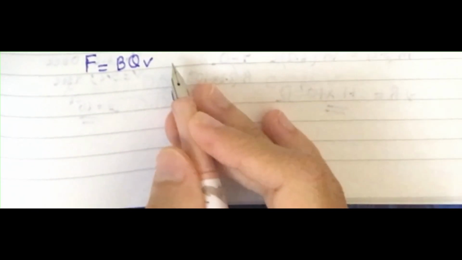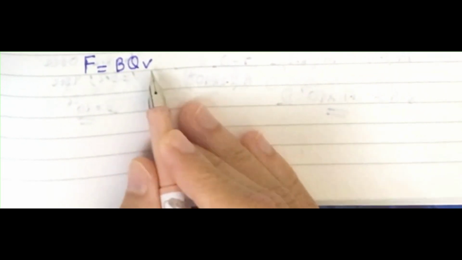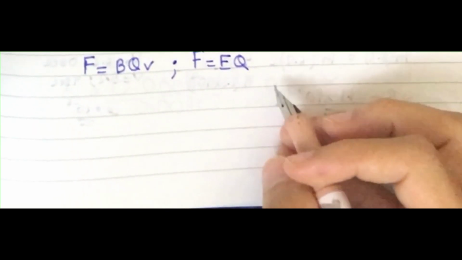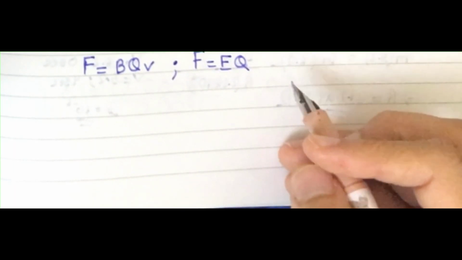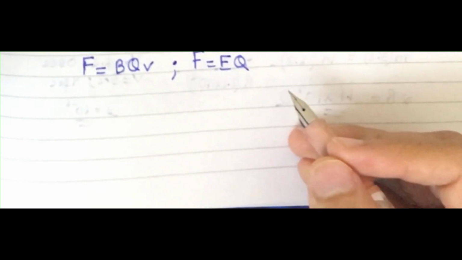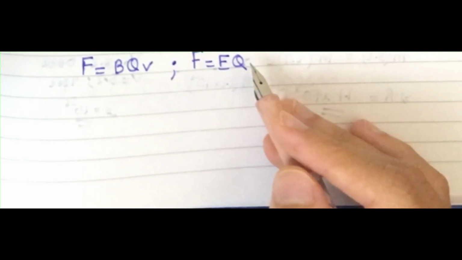This is the magnetic force formula, F equals BQV sine theta, but as sine theta is 1, I just wrote F equals BQV. The next formula I'm going to use is F equals EQ, the electric field strength for a point charge. Why? Because we have used alpha particles in it, so we have to use these two formulas as well.